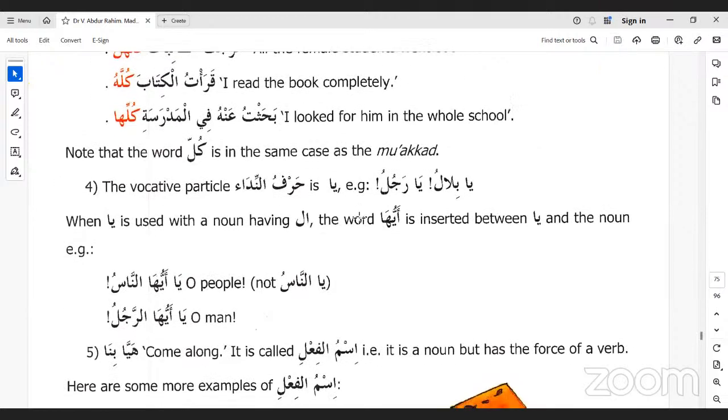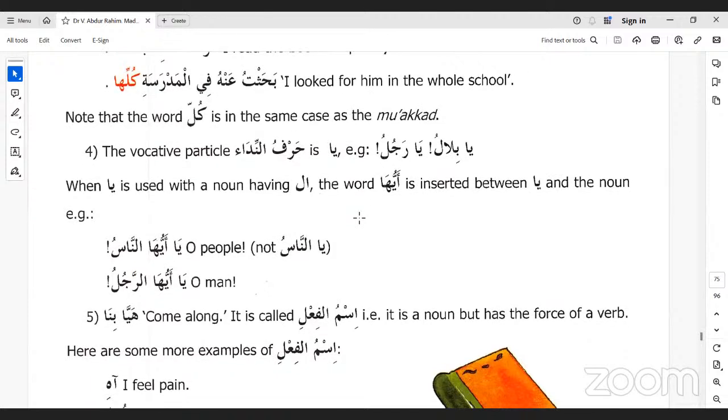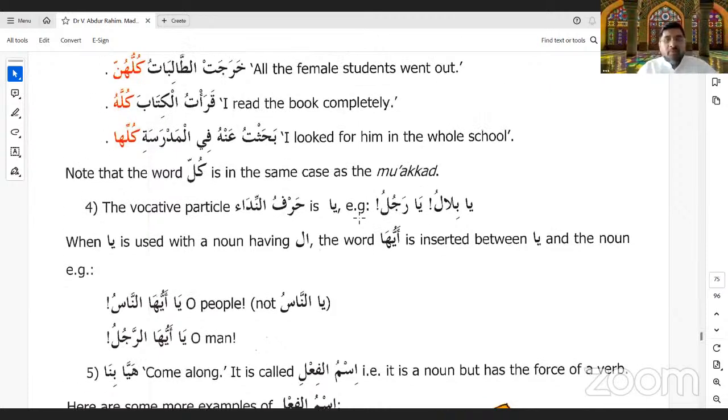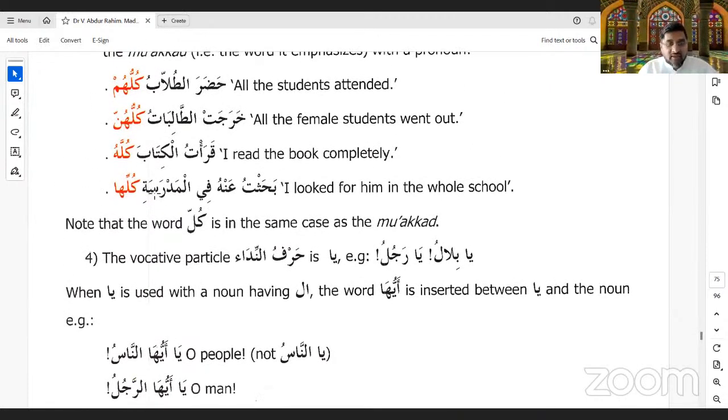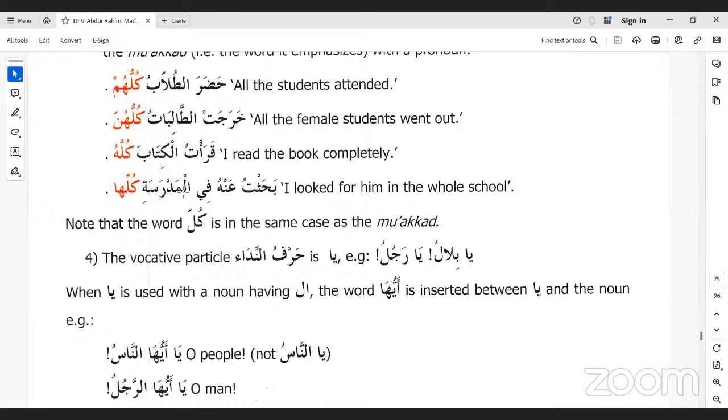Note that the word kulla is in the same case as the mu'akkad. Mu'akkad is the thing which has been emphasized. This is ta'kid, and this is the mu'akkad, the thing which has been emphasized.